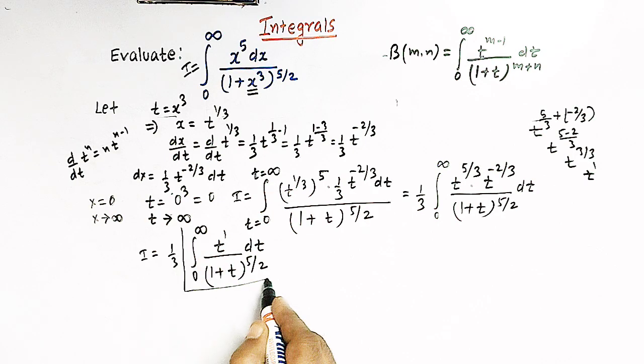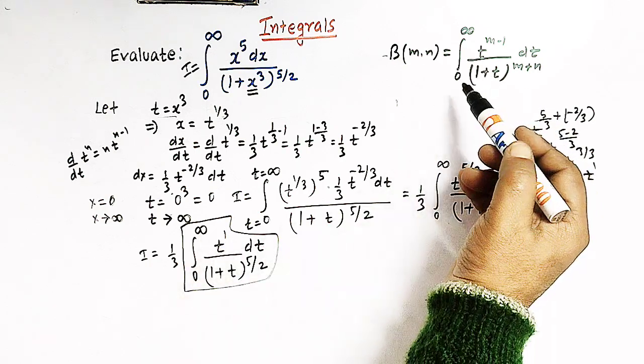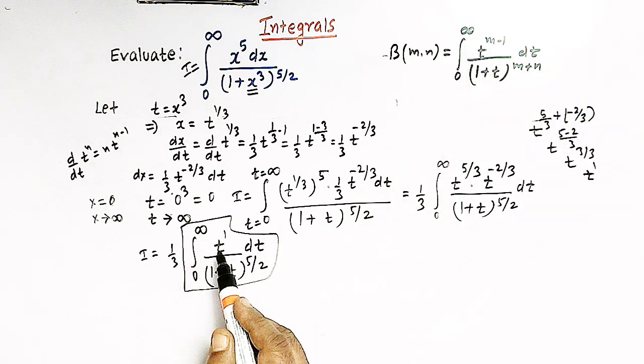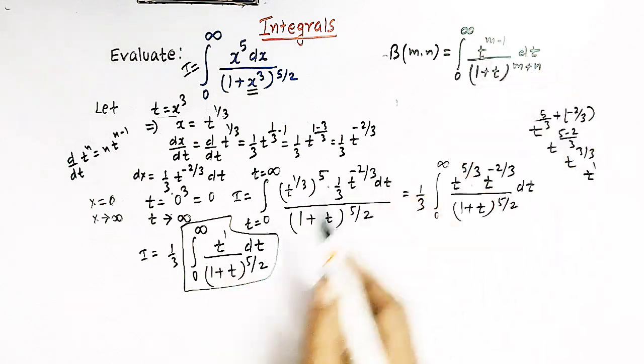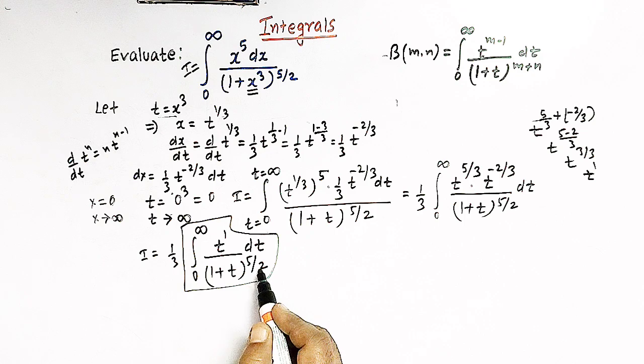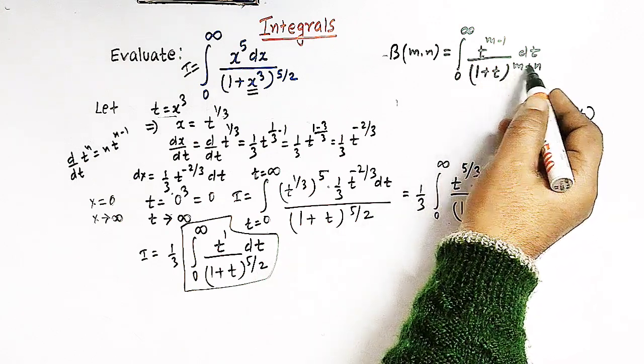So now let us compare this integral with this one. Here we have 0 to infinity, and here we have 0 to infinity. Here we have t raised to 1, and there we have t raised to m minus 1. Here we have (1 plus t) raised to 5 by 2, and there we have (1 plus t) raised to m plus n.